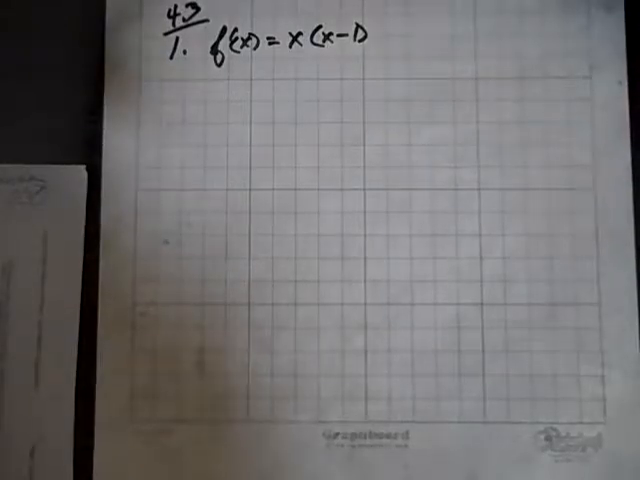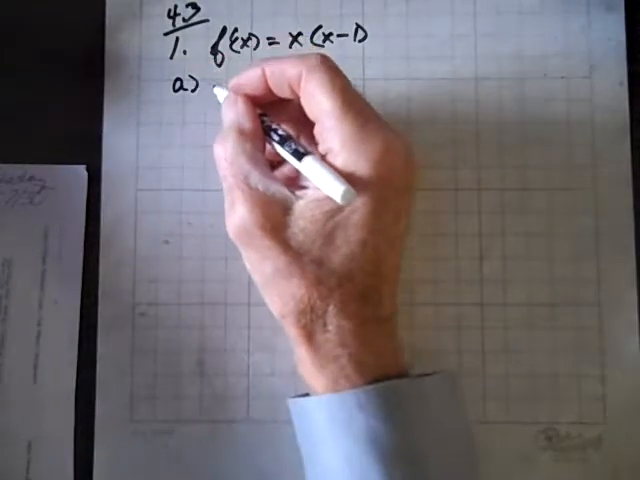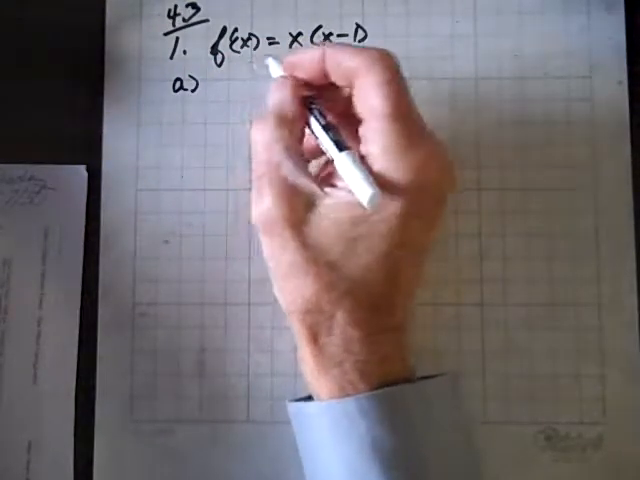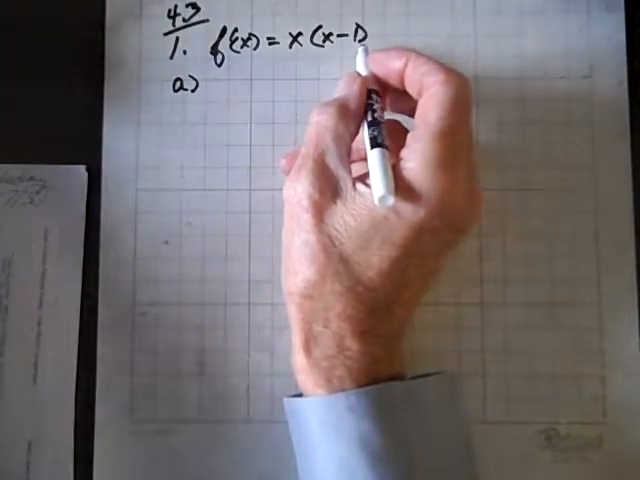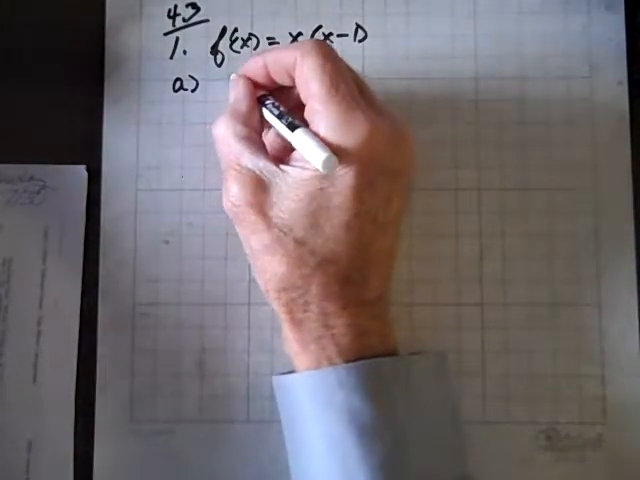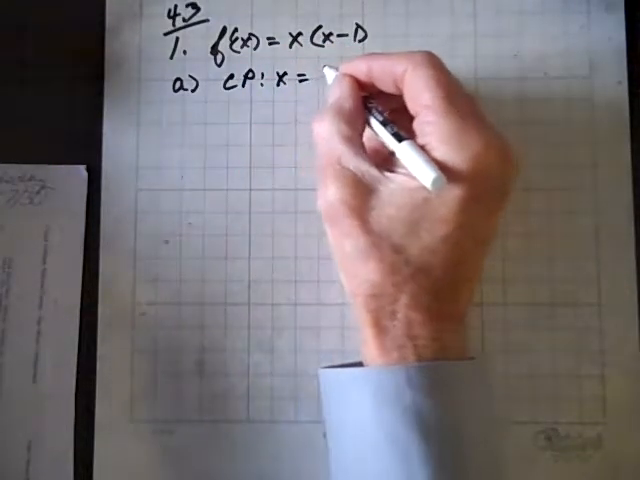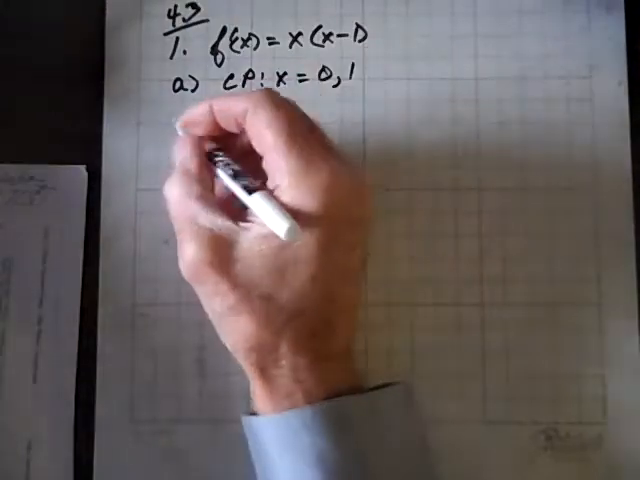Well, now we're on section 4.3 and we're doing question 1. So the first part of this question is, what are the critical points of f? Well, what are the values of x that take this derivative to 0? And they are critical points x equals 0 and 1.